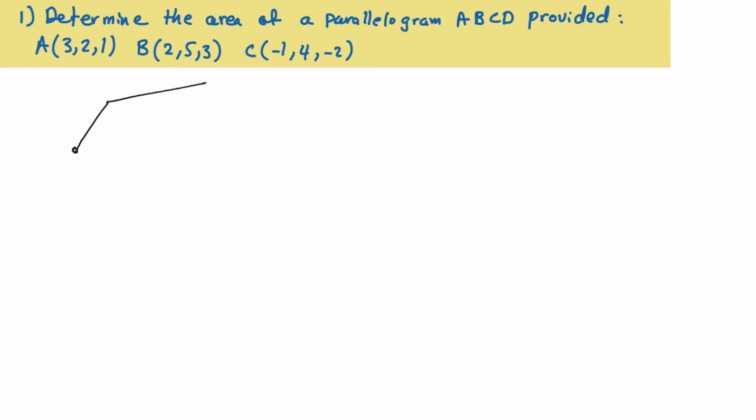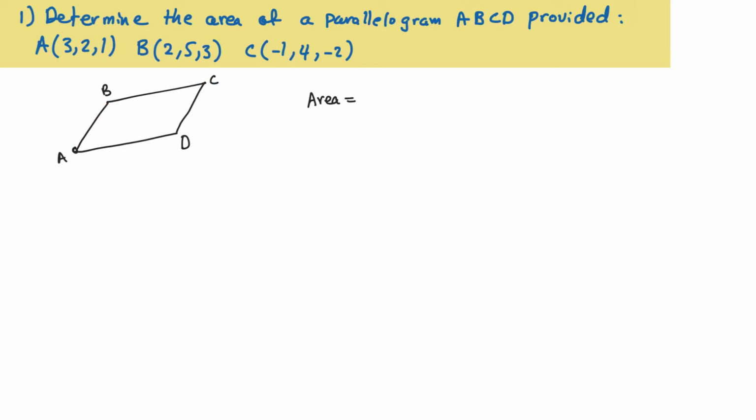So usually a parallelogram will have 4 sides, and we're going to have A, B, C, and D as the 4 points. We know that the area is going to equal the magnitude of the cross product of 2 vectors that share the same points.